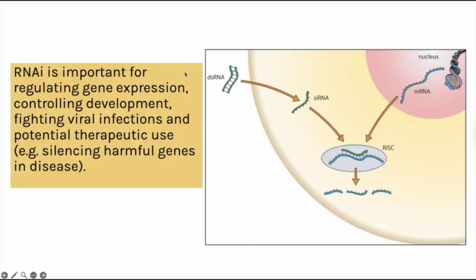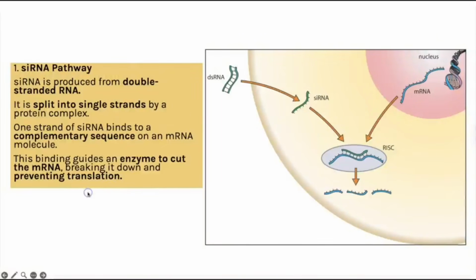So RNAi, the reason this is important is it's regulating gene expression, controlling development, and also it can fight viral infections, and potential therapeutic uses for this could be silencing harmful genes in disease. So that's when it's going to be naturally occurring, and it could also be used in medicine in this way.